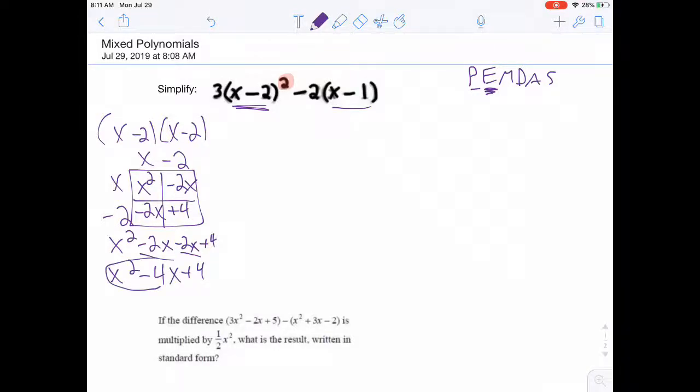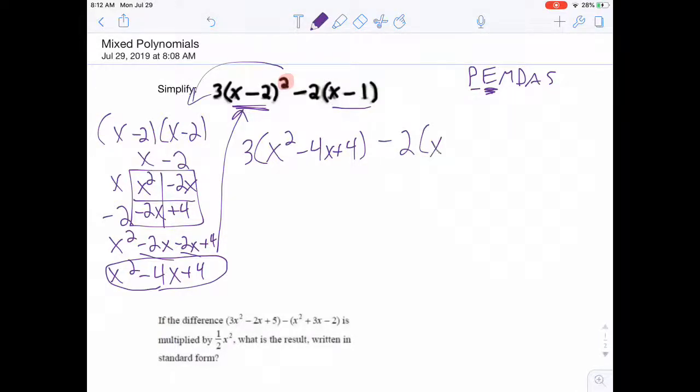Now I'm going to replace my (x - 2)² with x² - 4x + 4. So now it becomes 3(x² - 4x + 4). The squared is gone because I simplified it over here, minus 2(x - 1). So that takes care of parentheses and exponents. Now I do multiplication and division. So now is where I would distribute that 3, and in the same step I can distribute the negative 2 to both terms inside the parentheses.